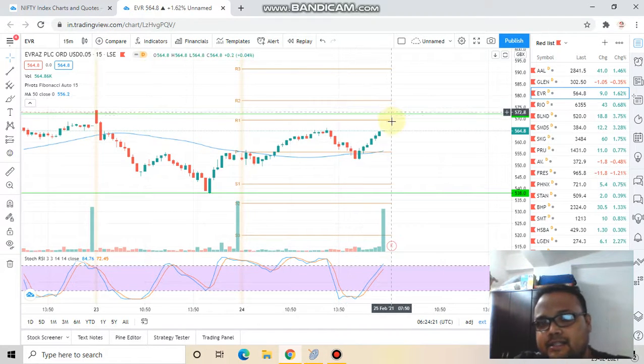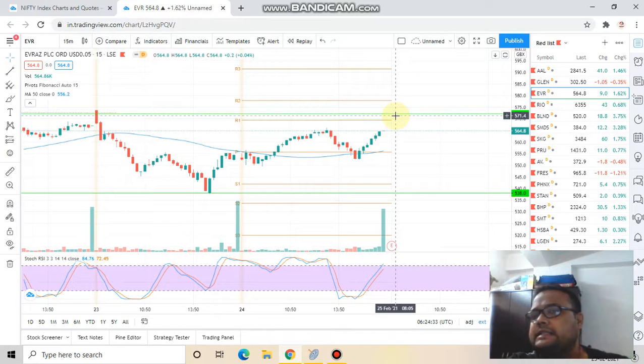So the strategy remains the same. If it goes to this level and fails to break through and shows some reversal sign, you can sell. In case it goes up, crosses the resistance and manages to stay above the resistance comfortably for 15-20 minutes, then the resistance becomes the support and then you can go ahead and buy. That will be your safe trade.